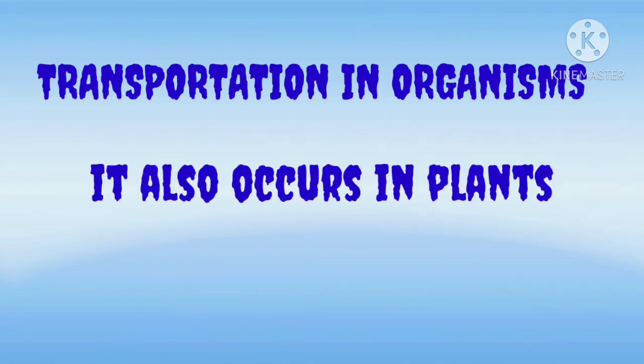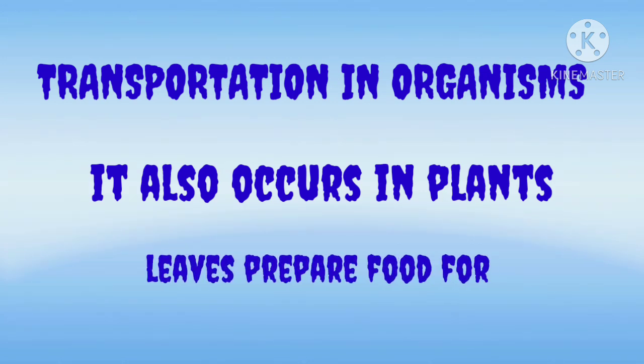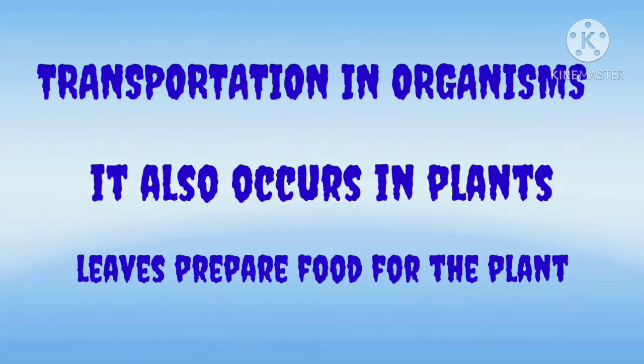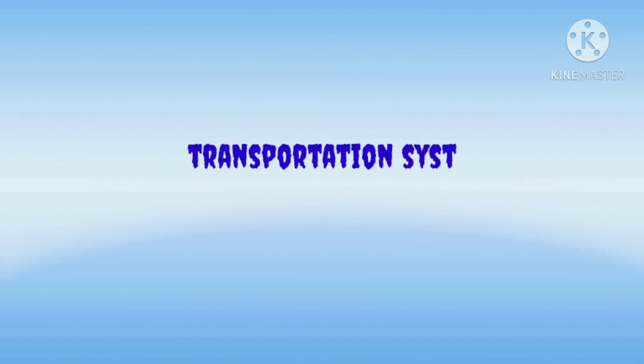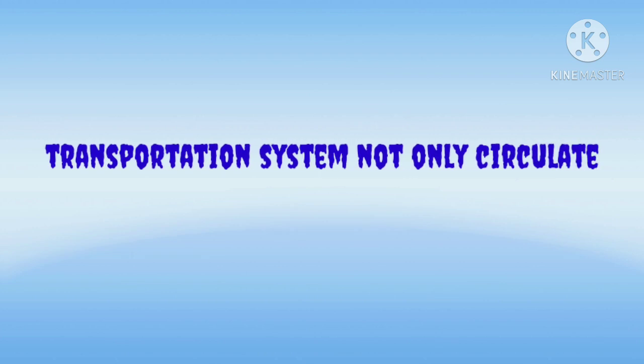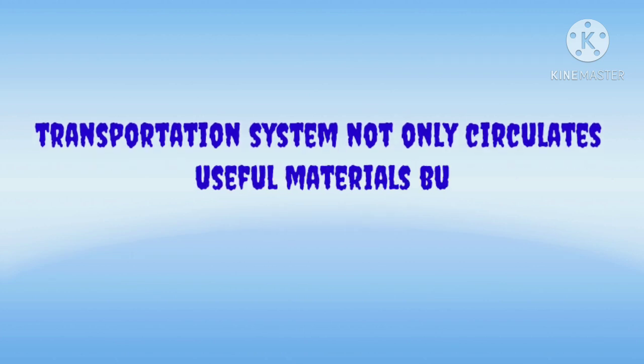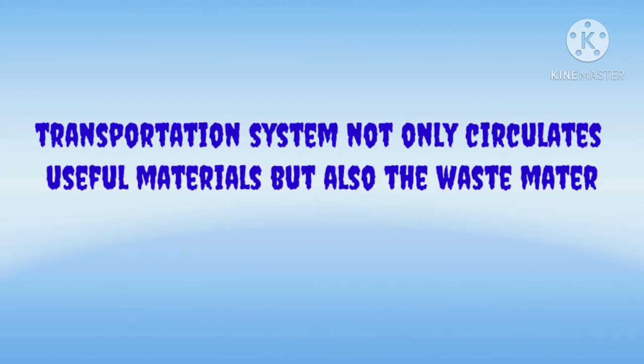This transportation not only happens in animals, but also in plants, right? Like a leaf prepares food and it is carried to the other parts of the plant for their survival and development. So that not only happens in animals, it also happens in plants and lower organisms too. They not only transport the useful materials to the body, but also the waste materials away from the body, right?